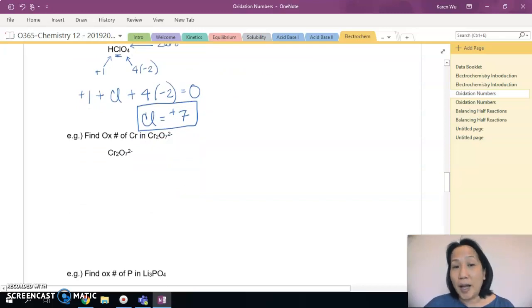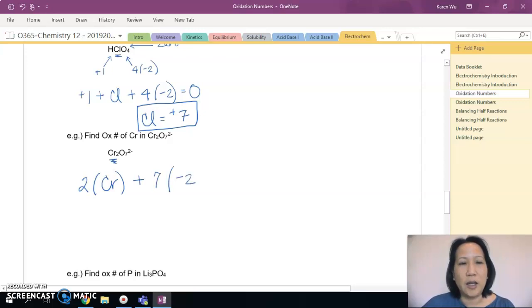Let's do another one here. Here is our dichromate ion, and this time they are again very much interested in what's going on with the chromium and the oxidation number of chromium. All right, so let's see. 2 of the chromium, and I don't know what the charges are. 7 of the oxygen, each at -2. And the whole thing adds up to -2.